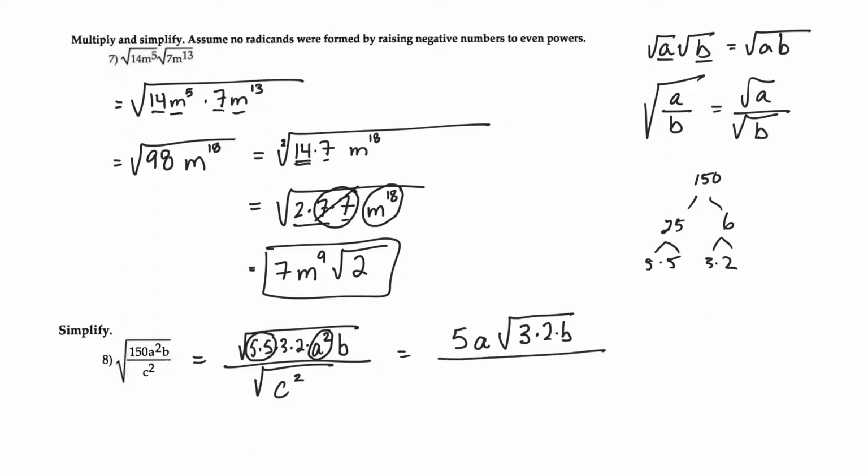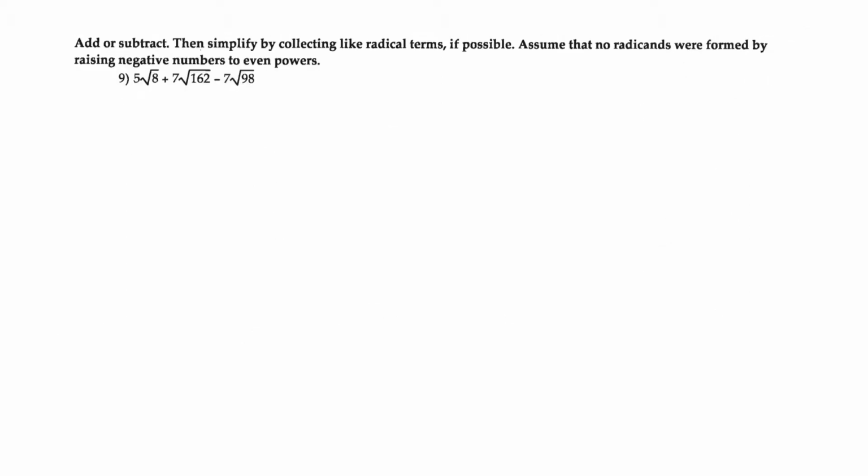And then on the bottom, there's two c's. I can bring one out. So I think we're pretty good there. The only thing I would do is maybe in the square root, I'll multiply the 3 times 2 together. So I have 5a root 6b all over c. Okay? All right, here's another one.